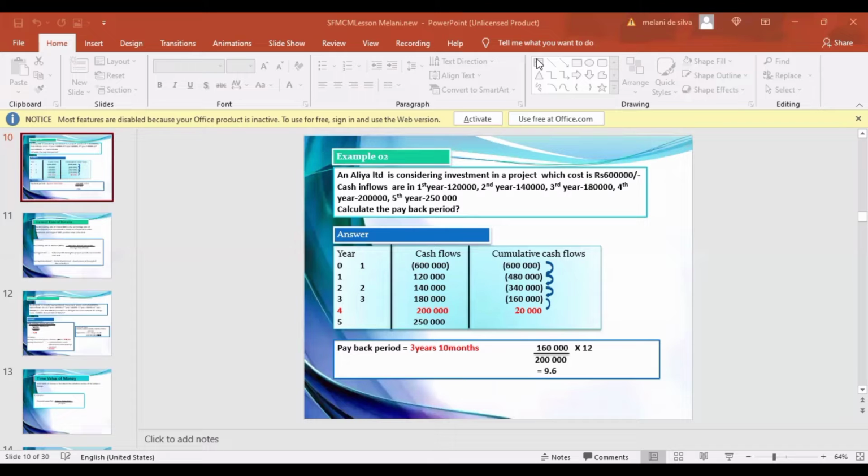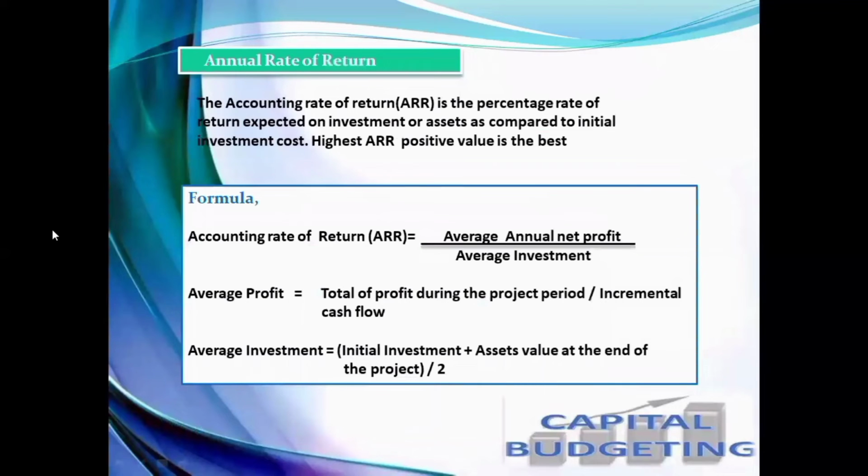Therefore, the payback period is 3 years and 10 months. Next one is annual rate of return. The accounting rate of return is the percentage rate of return expected on investment. We can calculate it like this: accounting rate of return equals average annual net profit divided by average investment.